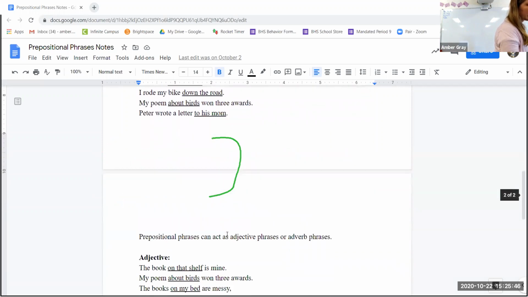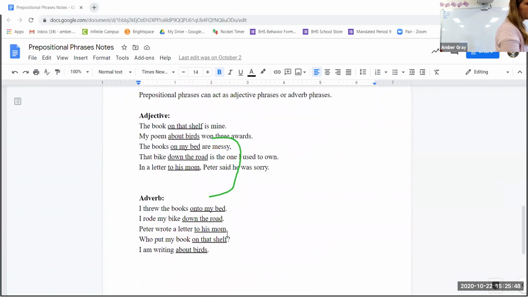Now I'd like to talk about how prepositional phrases can either function as an adjective or an adverb. You might call them adjectival phrases or adverbial phrases. For prepositional phrases that act as adjectives, they're describing a noun, because that's what adjectives do. Adverbial phrases are prepositional phrases that describe how a verb is being done.